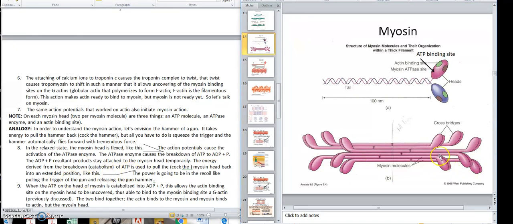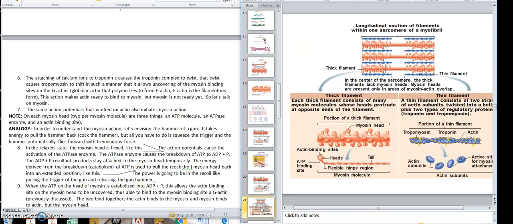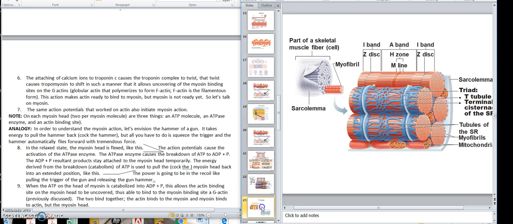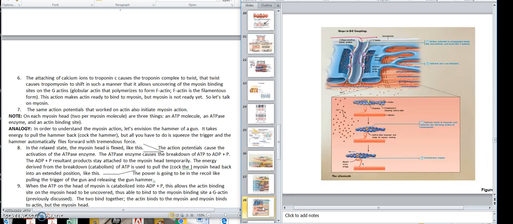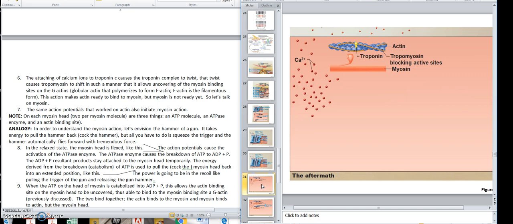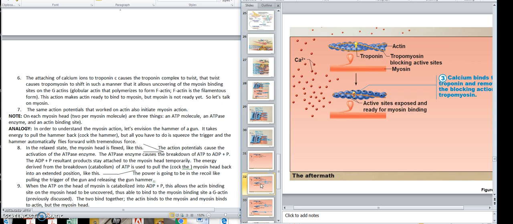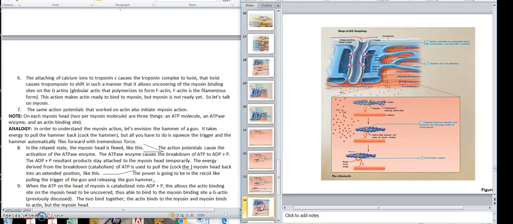Now when that occurs, let's go further down here. Okay, and that splits. See how we had it? And then when that ATP split, it came back, and then it's going to attach eventually. Okay, so here we are. There's the calcium. Going further, that's the cross bridge.